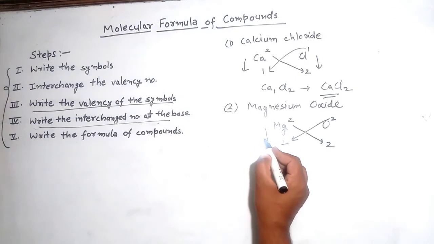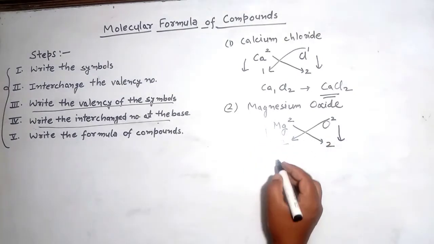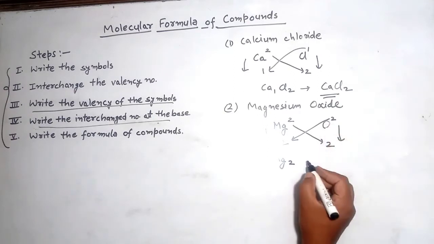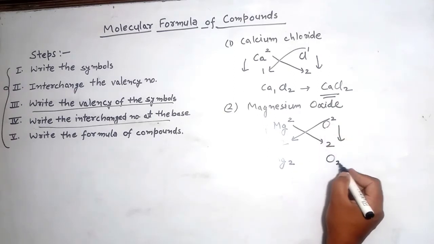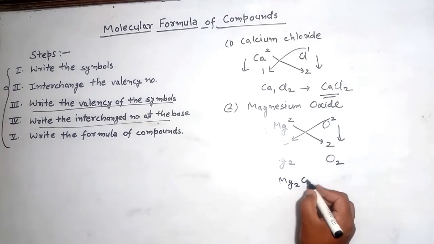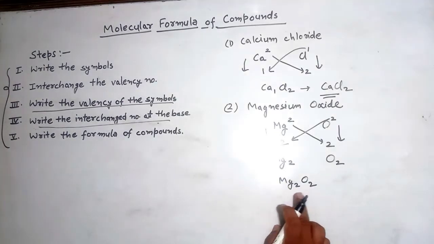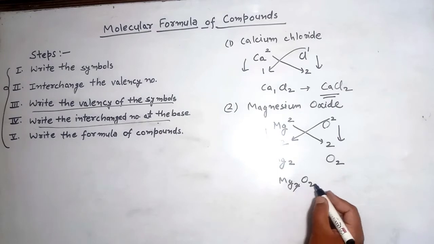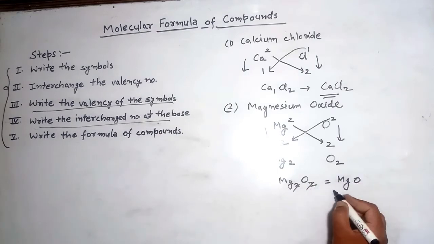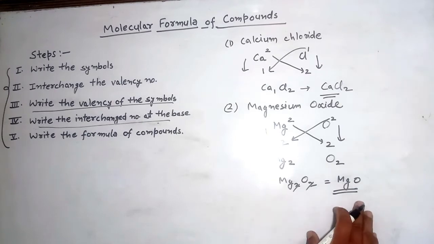Now we will write these valencies in the base. So Mg with valency 2, and oxygen O with valency 2. On combining these, it will be Mg2 O2. And if both the bases are the same, we can divide it. So it will be MgO. We can write it like this also.